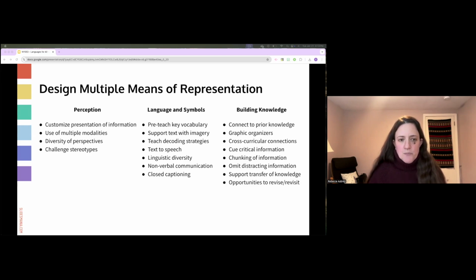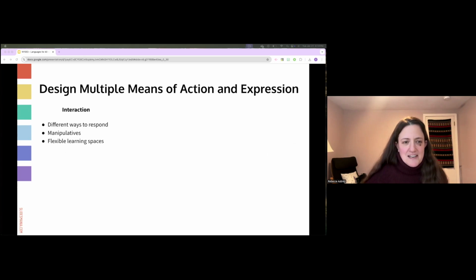Finally, under multiple means of representation are the ways that we might build knowledge with our students. So tapping into how we can connect to prior knowledge, use of graphic organizers, cross-curricular connections is also very important in languages. That's that connections standard that we have and the other world readiness standards. I'll share some examples or some strategies for cueing critical information, how we might do some chunking or omitting distracting information. I know this is a lot to throw at you.